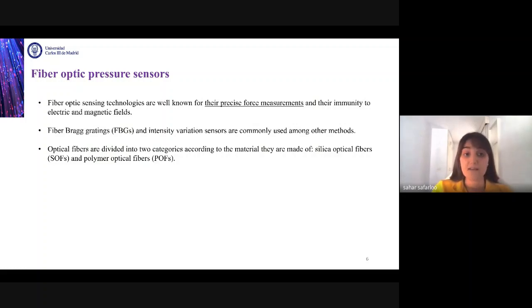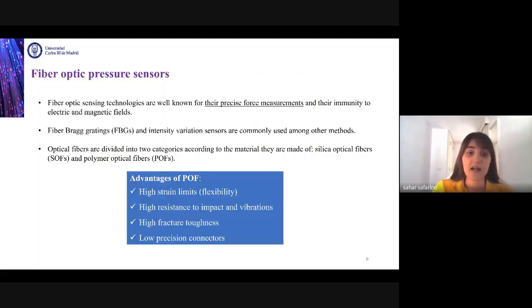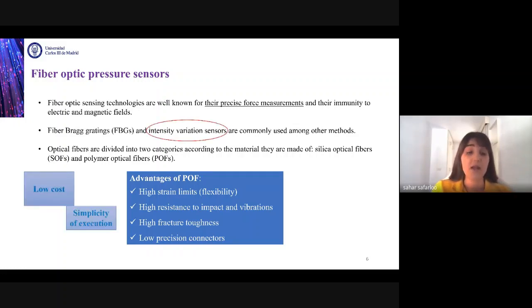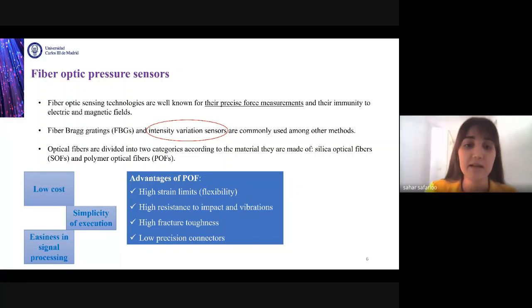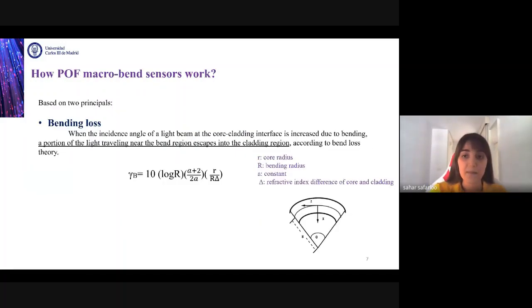The POFs have some advantages like high strain limits, high resistance to impact and vibrations, high fracture toughness, and low-cost connectors. So in this study, we use an intensity variation POF sensor due to its low cost, simplicity of execution, and easiness in signal processing.